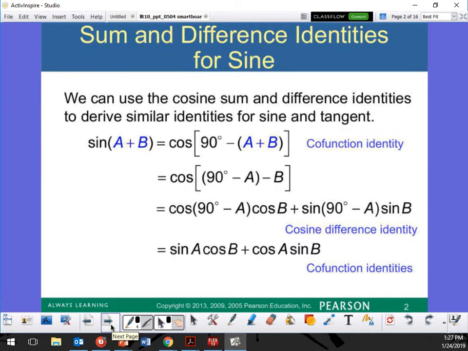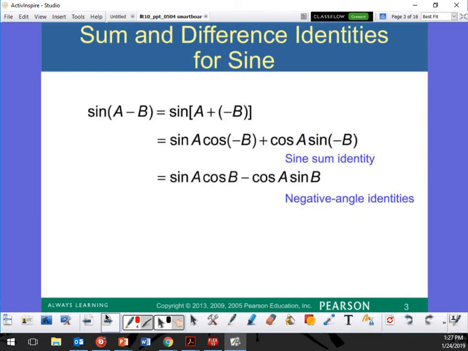All right. So sum and difference identities for sine. So if it actually comes out like this, it's going to be sine A cosine B, and then plus cosine A sine B.